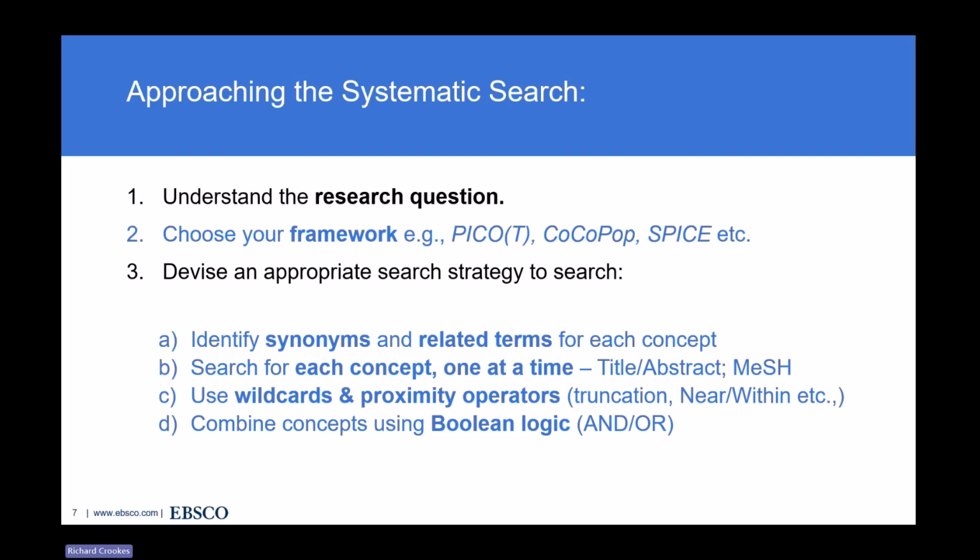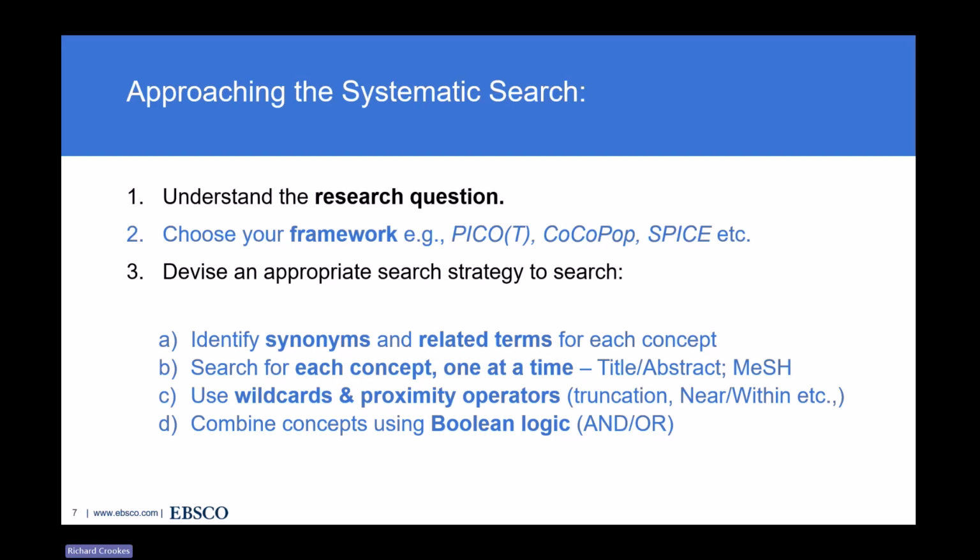And then we also have to devise, of course, an appropriate search strategy, understanding the question, and of course, identifying synonyms and related terms for each concept. So when we're looking at keyword searching, we are really trying to second guess what terms researchers, authors, editors, and clinicians use in terms of a related topic. So we need to consider synonyms and related terms for each concept.